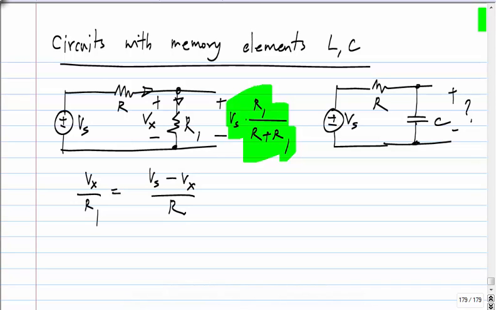So, let's say this voltage is Vc. You have to again do the same thing. You write Kirchhoff's current law. So, what is the current flowing through the capacitor? It's capacitance times the time derivative of Vc, C times dVc by dt, and that will be equal to what? Vs minus Vc by R. Okay. Is this fine?